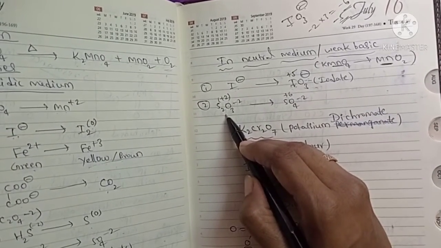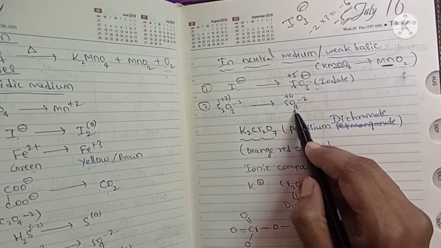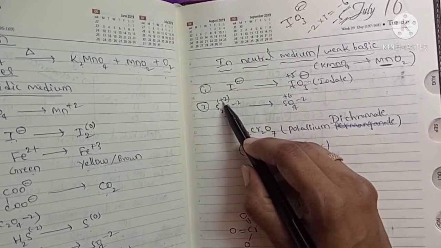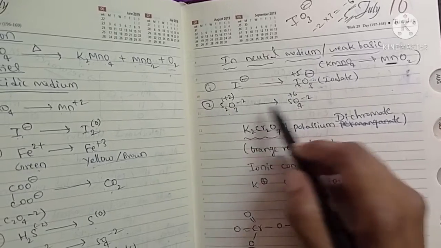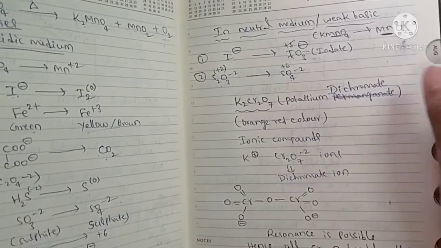And here thiosulfate changes into sulfate. The +2 oxidation state of sulfur changes into the +6 oxidation state. This is also an oxidation reaction in neutral medium.